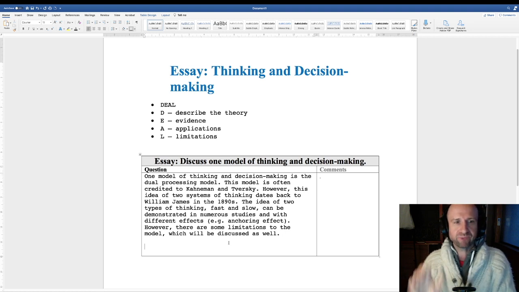Okay, now, first of all, to discuss this model, I have to describe it. So let me, it's hard to talk and to think at the same time. So let me just write a paragraph here summarizing the dual processing model.